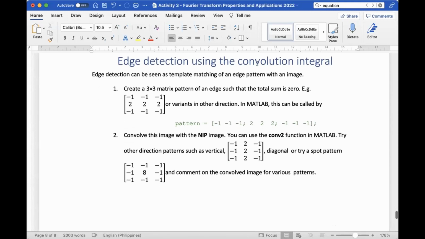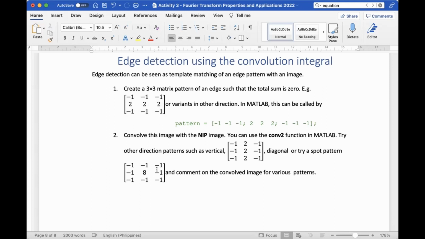Lastly, edge detection using the convolution integral. Edge detection can be seen as template matching for an edge pattern with an image. So create a 3x3 pattern matrix of an edge such that the total sum is 0. So for example, here's a 3x3 pattern. Pag tinotal mo yung sum nito, 0 siya. Or variance in other direction. In MATLAB, this can be called by creating a matrix like this.